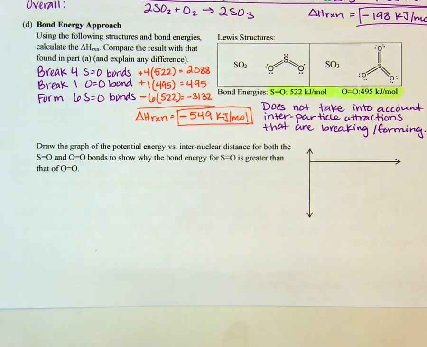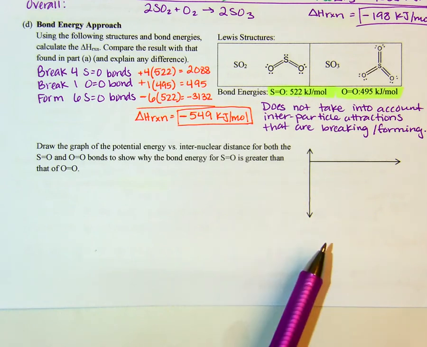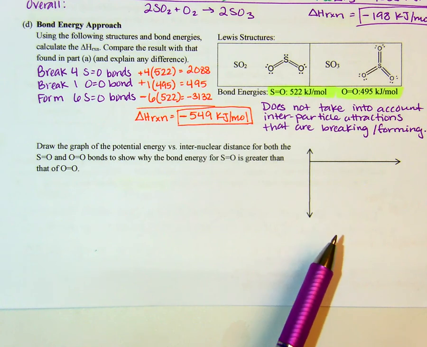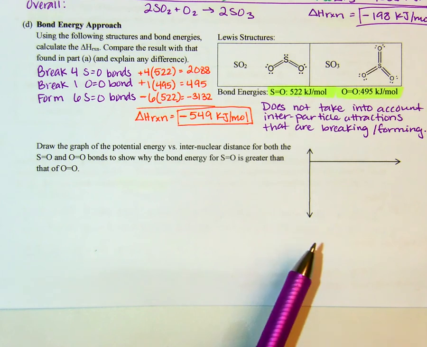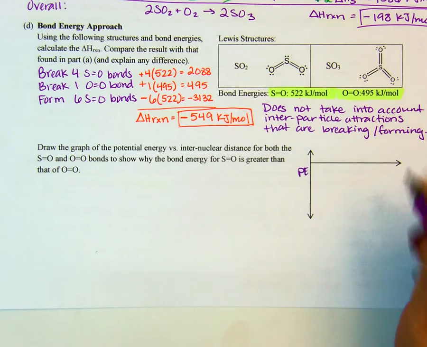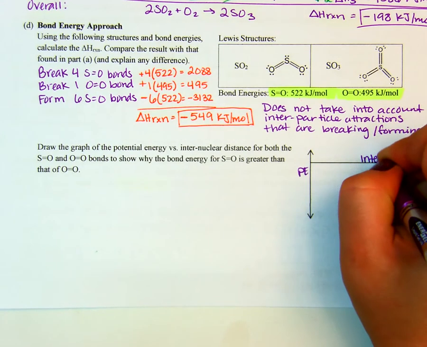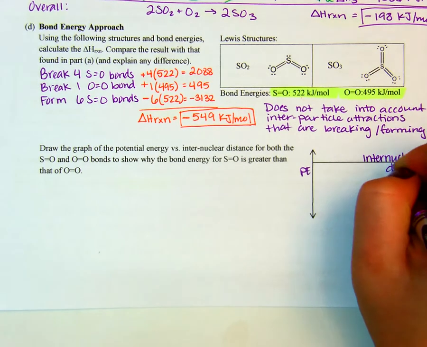All right. Last part of the bond energy approach. We're going to do a bond energy graph. So draw the graph of potential energy versus internuclear distance, so how close the nuclei are to each other, for both the SO and OO bonds, and to show why the energy for SO is greater than that of OO. Okay, so the potential energy is going to be on the y-axis here, and then on the x-axis we're going to have internuclear distance.